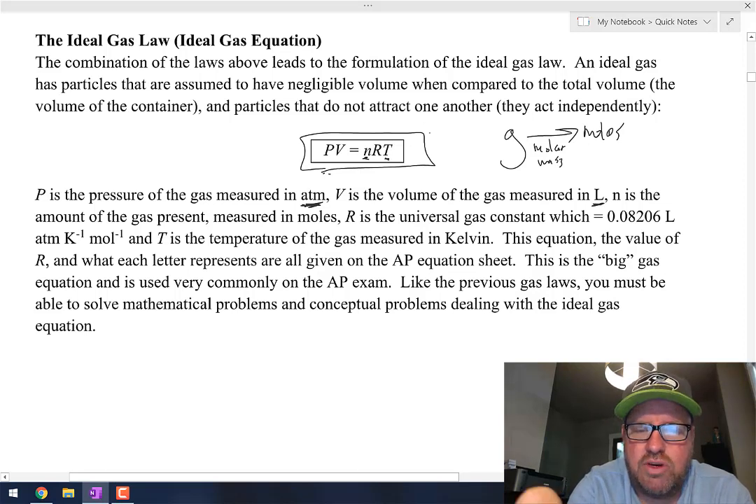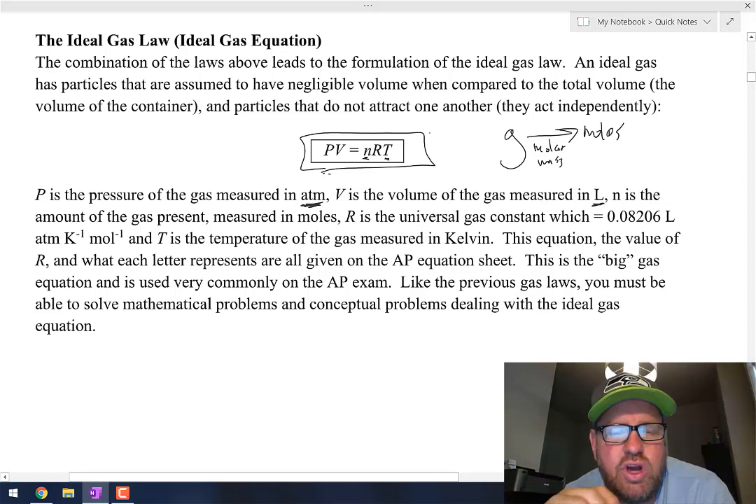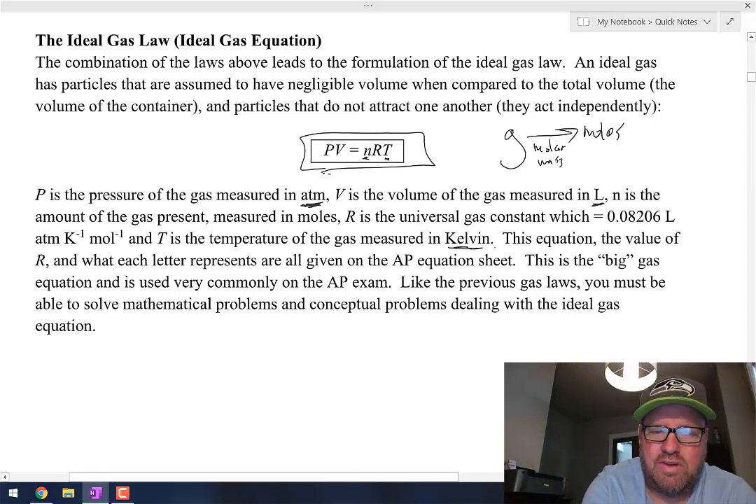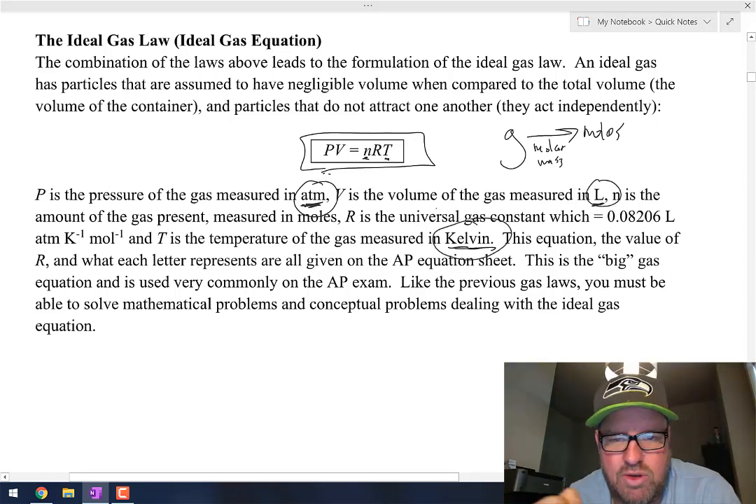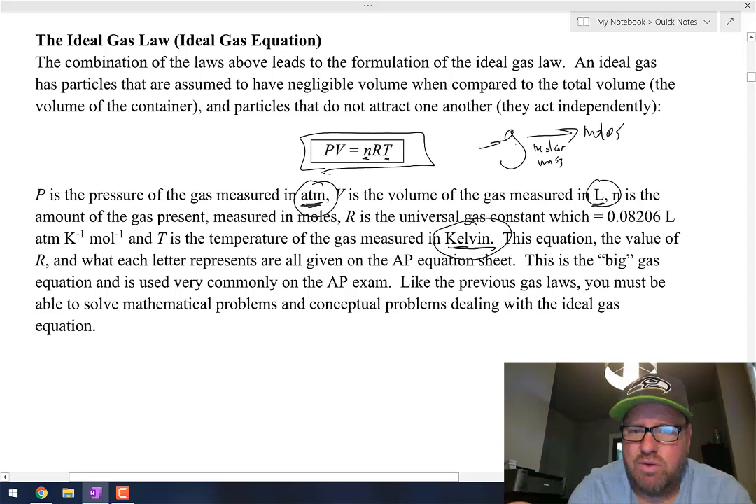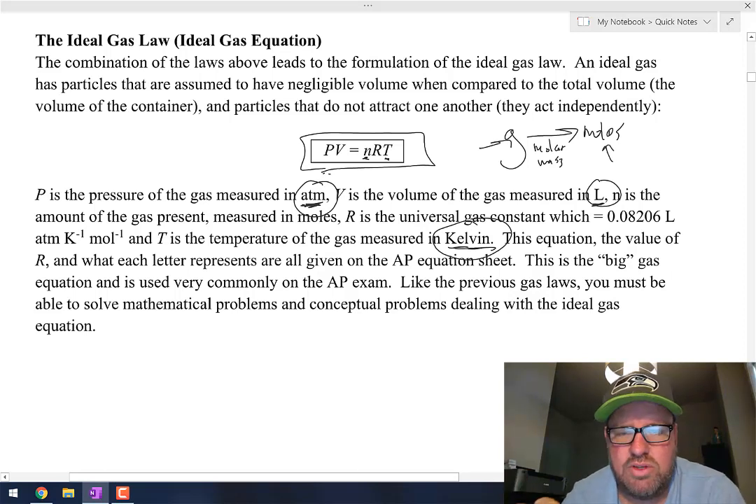T is the temperature, similar to Charles' law. The temperature must be in Kelvin. If it's not, you've got to put the pressure into atmospheres, you have to put the volume into liters, and you have to put your temperature into Kelvin. And again, if they give you grams, you have to convert those grams to moles.